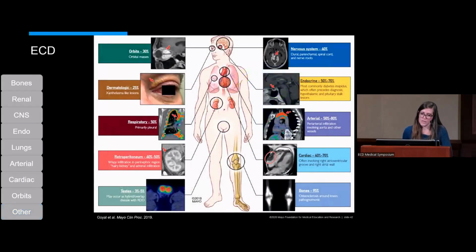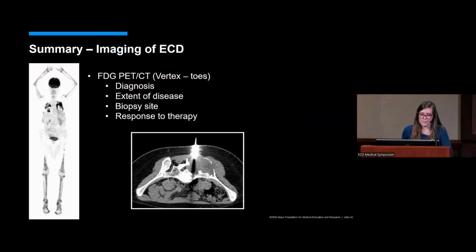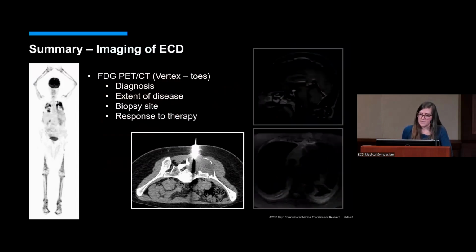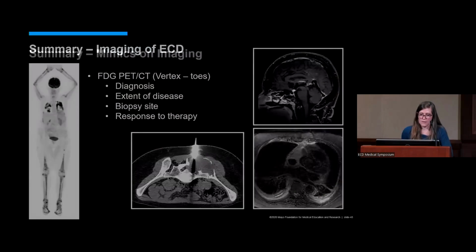So we went on a quick tour of the different organ sites of Erdheim-Chester disease and findings on imaging. The vertex to toes is very important to include all sites of involvement, and FDG PET CT is helpful to evaluate for the diagnosis and the extent of disease. It can help guide a biopsy site and also show response to therapy. And besides FDG PET CT, as you all know, brain MRI is really important, and cardiac MRI as well.